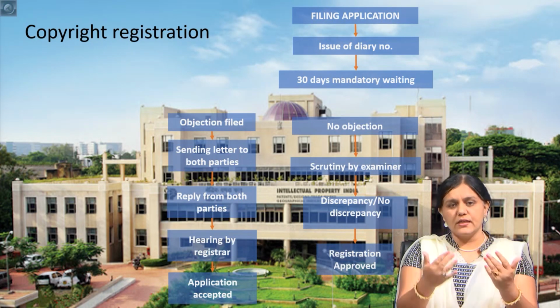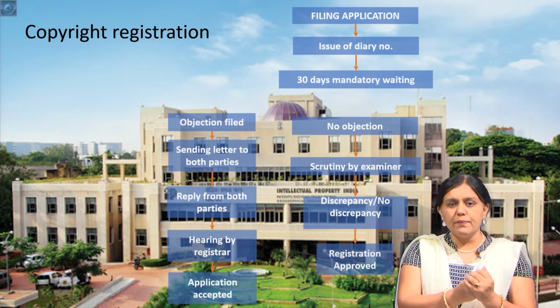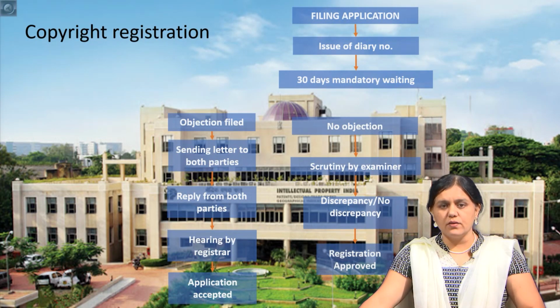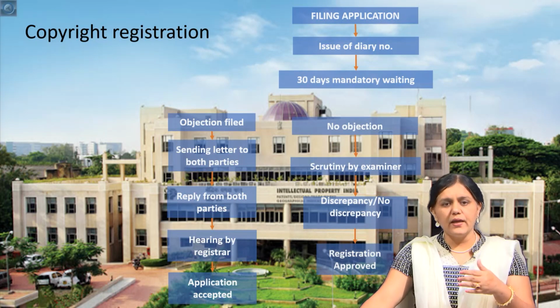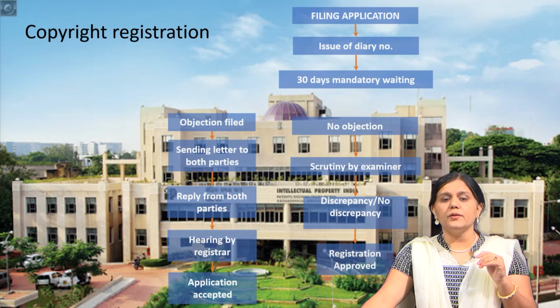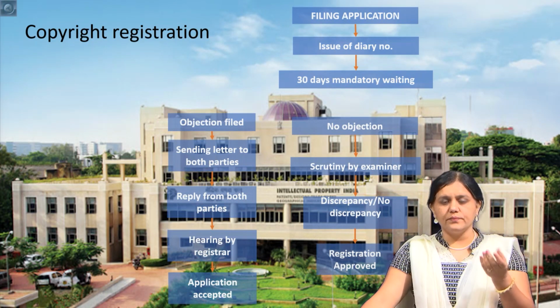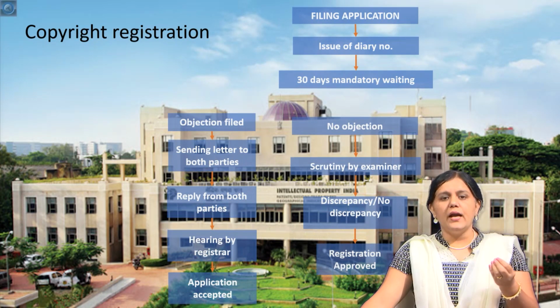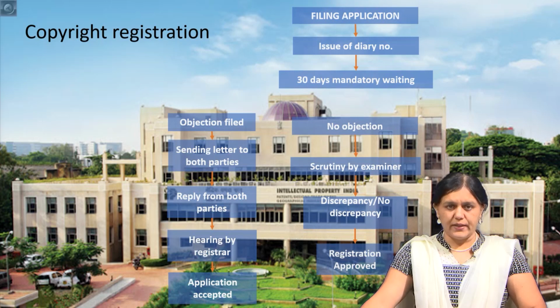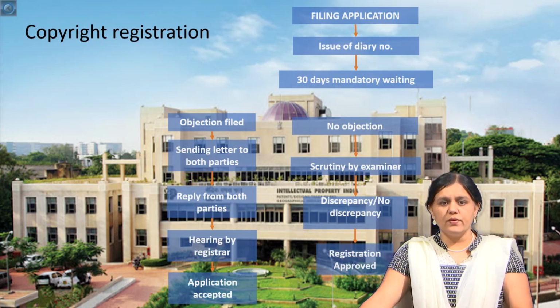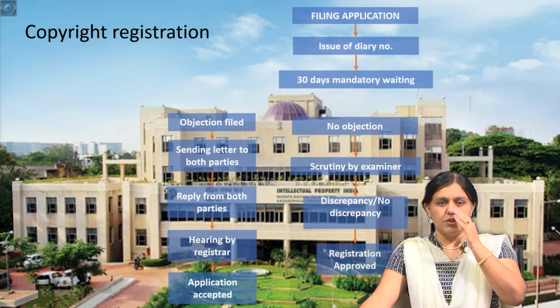After that examination, if a discrepancy is there, the examiner will communicate with the applicant, who will satisfy the queries. Once the queries are satisfied, you have given the reply, and after that reply there may be a requirement of a hearing. After the hearing, there will be registration of the copyright. So this complete procedure will be followed when we are talking about registration of copyright.